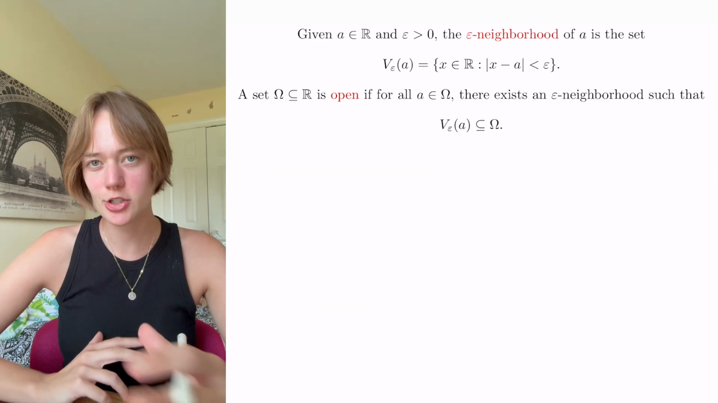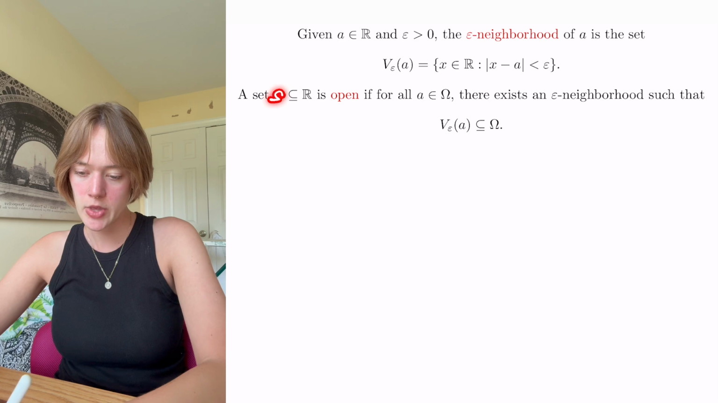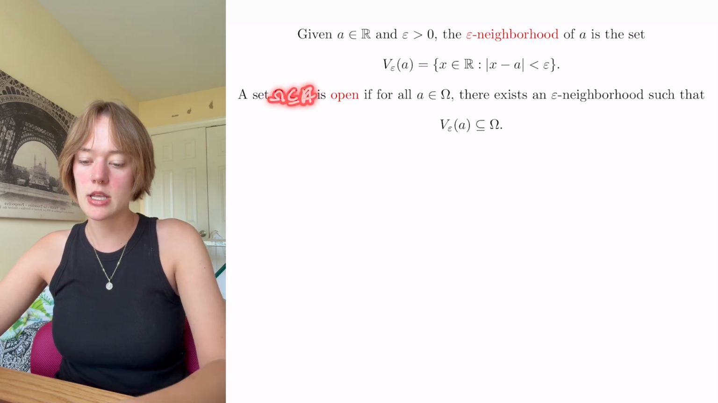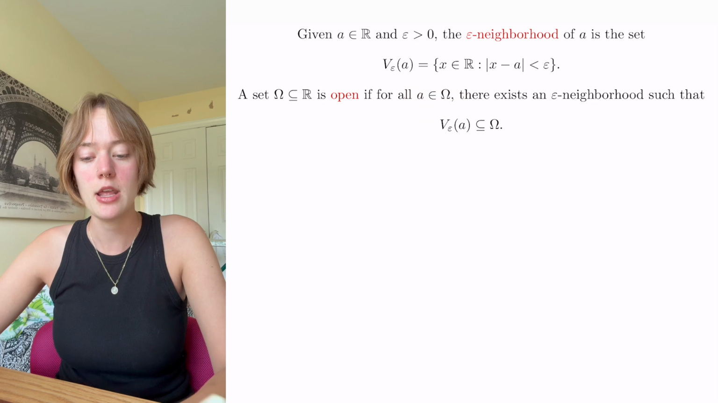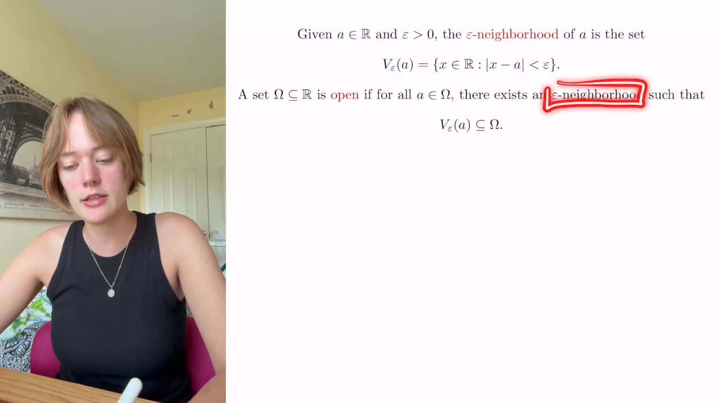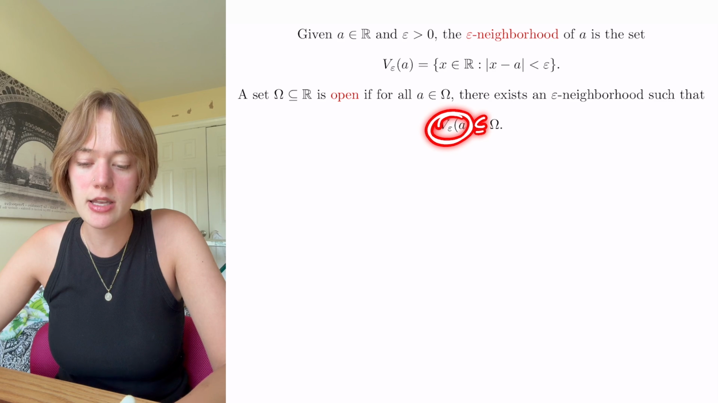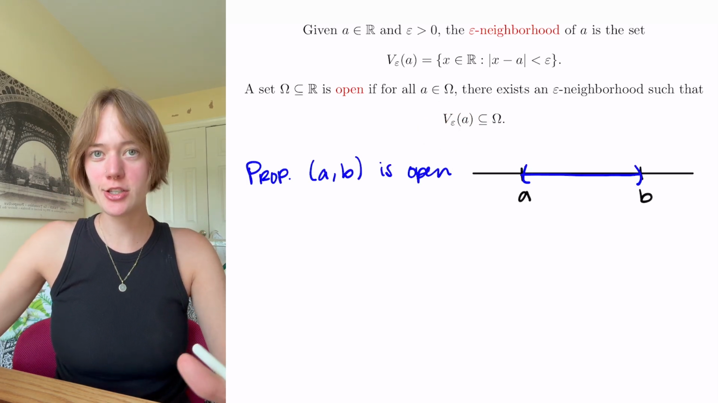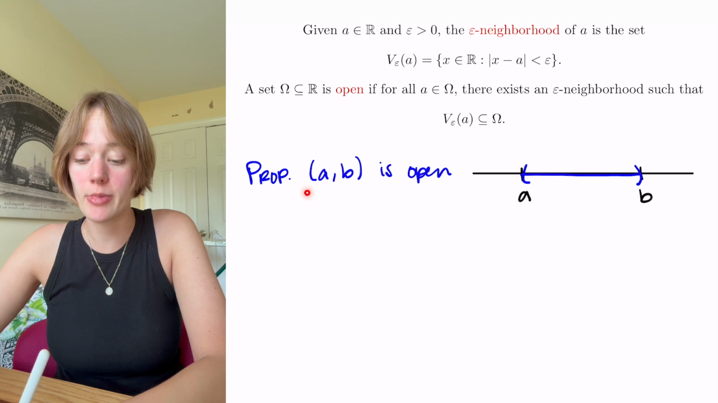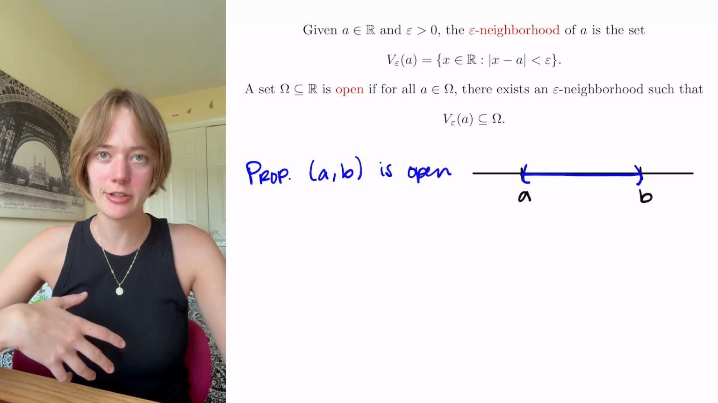We now use that definition of an epsilon neighborhood to build our definition of an open set. So a set omega, contained entirely within the real numbers, is defined as open if for all points within our set, there exists an epsilon neighborhood, as defined above, such that that epsilon neighborhood is entirely contained within our set. This is our definition. Let's now use that definition to show that the open interval from a to b is open. This is obviously true, but we want to show that it satisfies our definition.